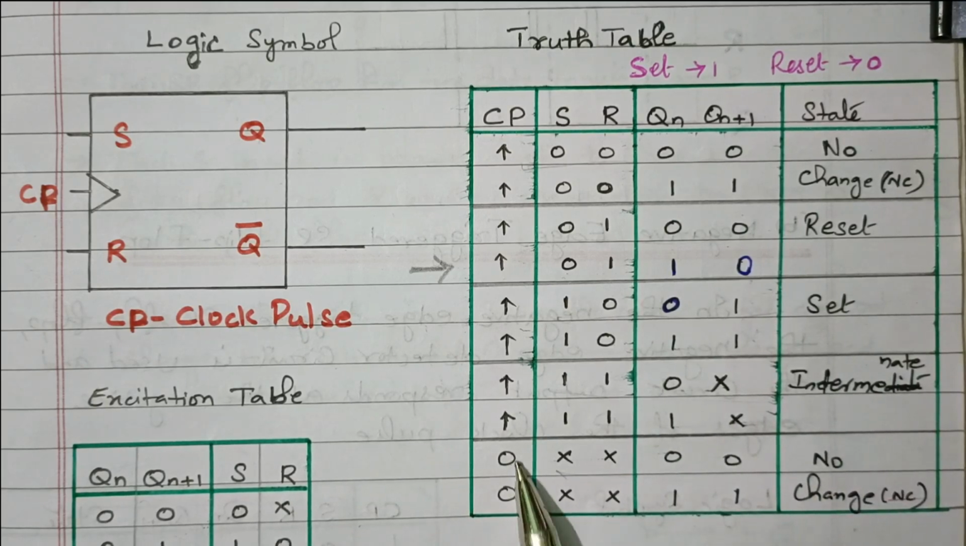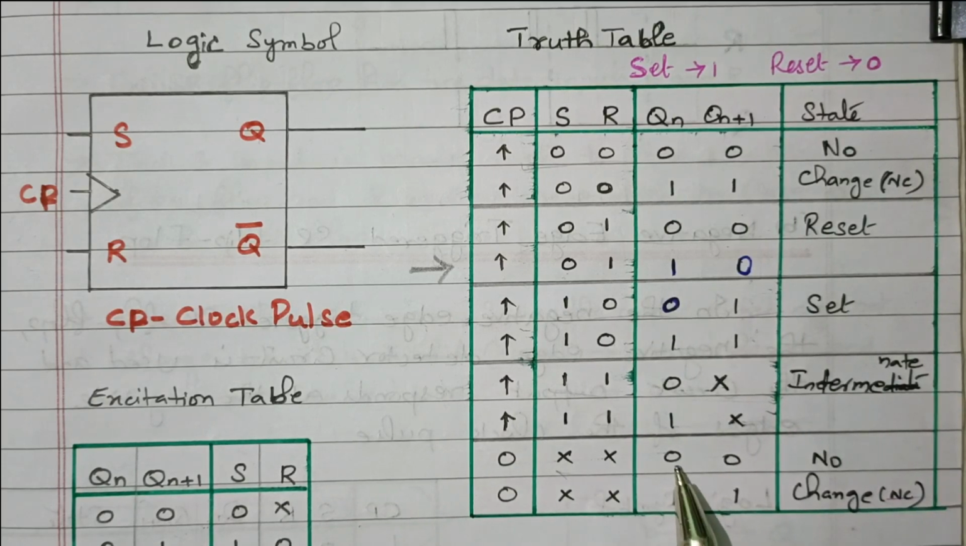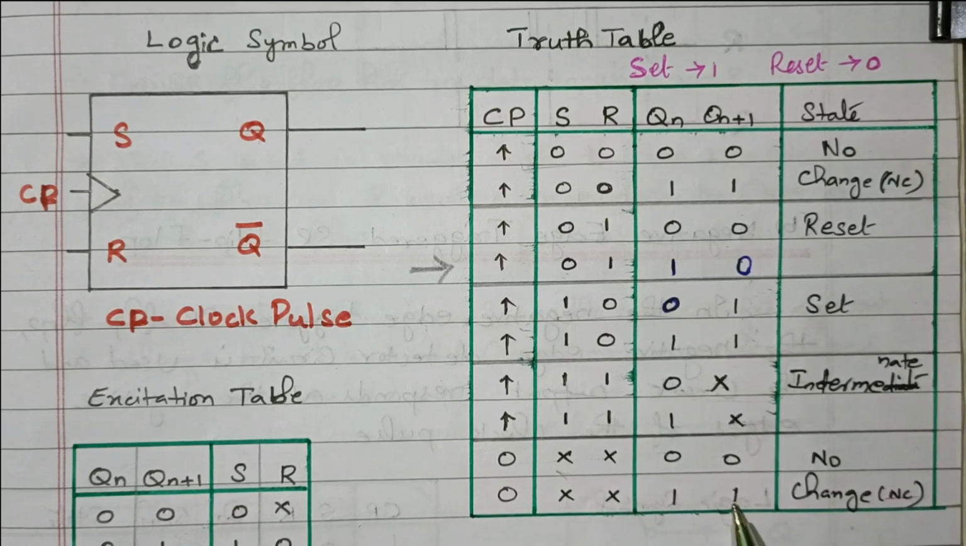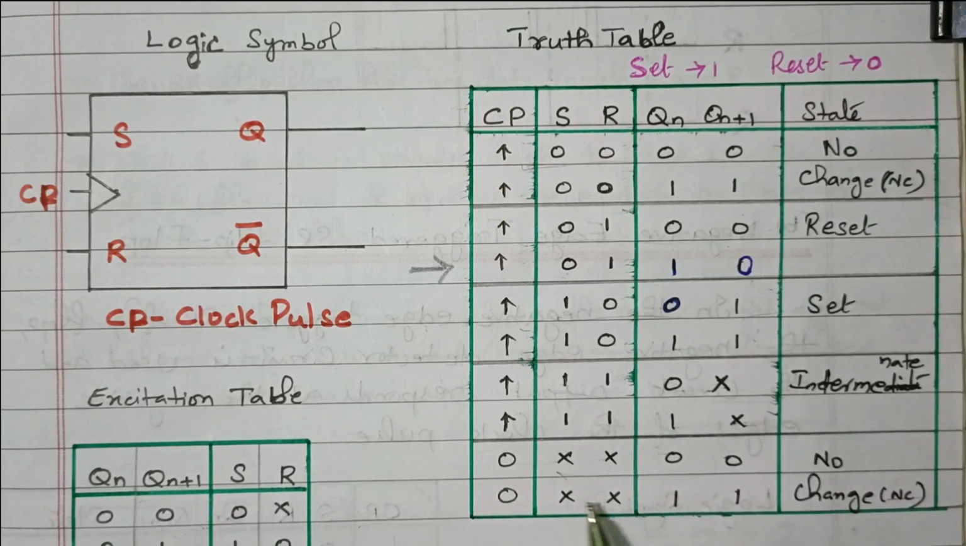If the clock pulse is 0, whatever the input may be, in present state 0 the next state is also 0. Present state 1 means next state is also 1. No change, right? Whenever the clock pulse is applied, only then will it execute. Otherwise, there is no change in the output, right?